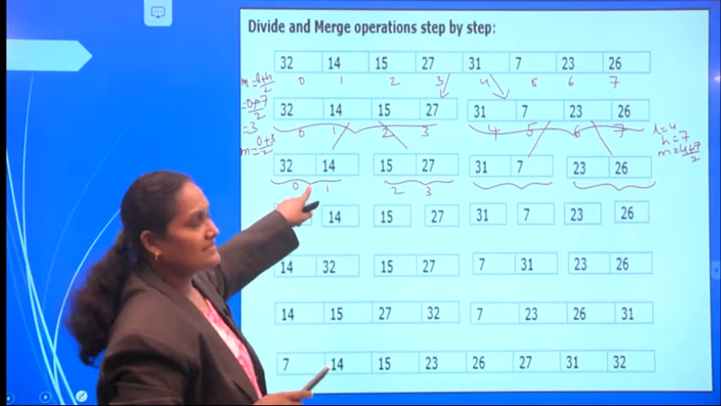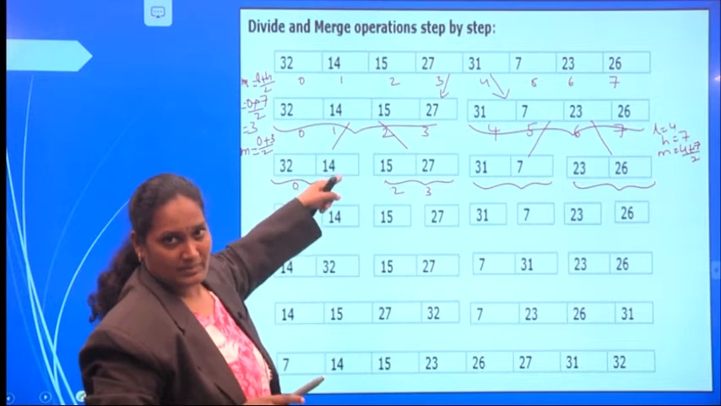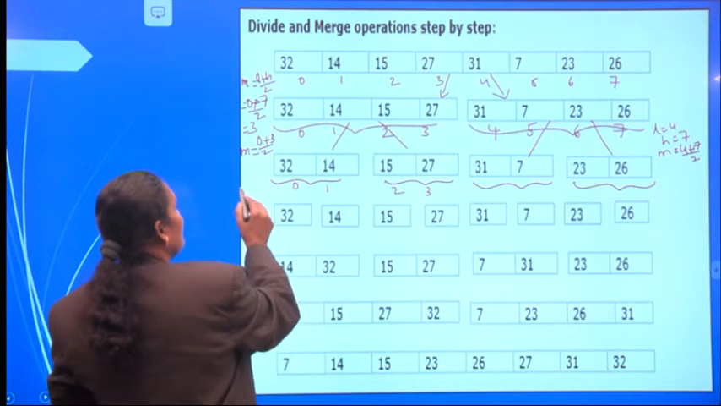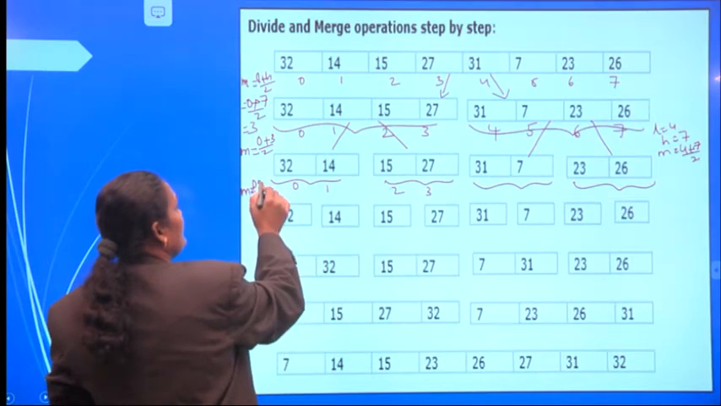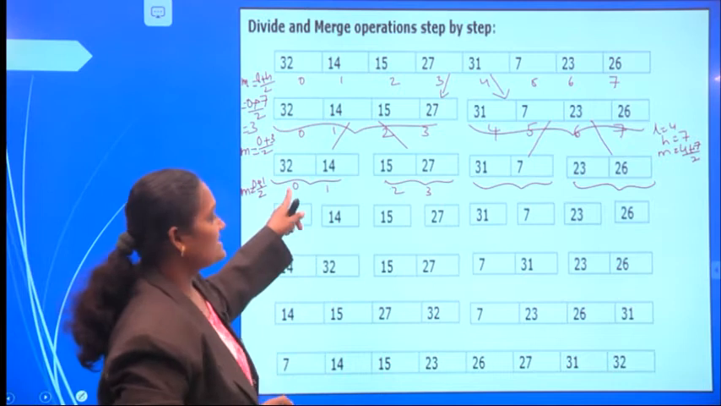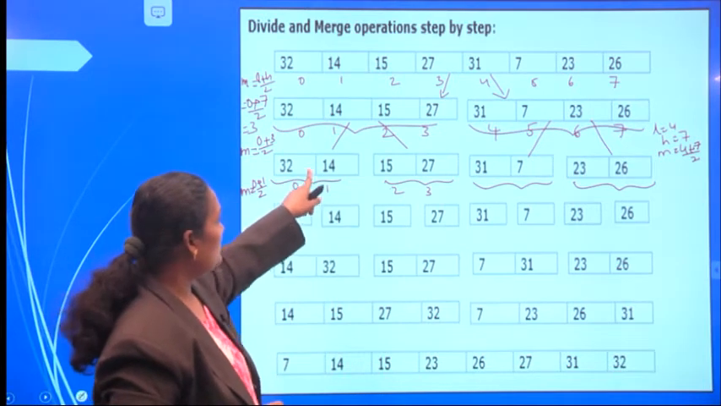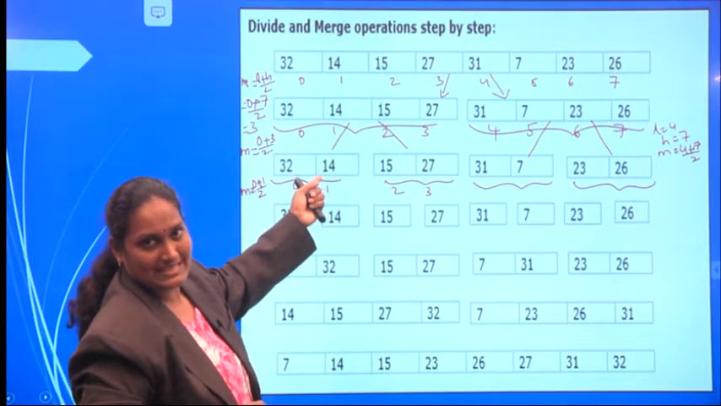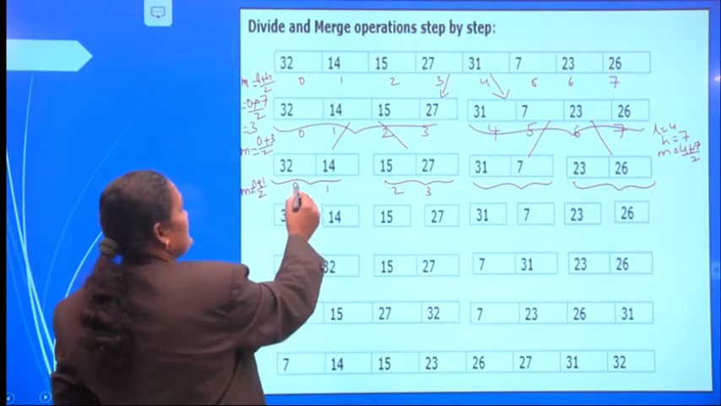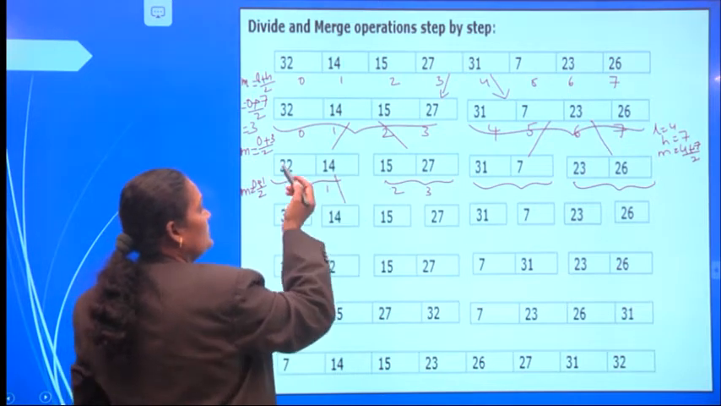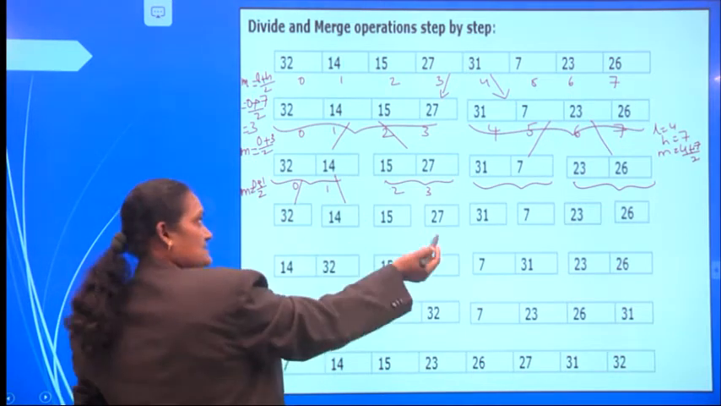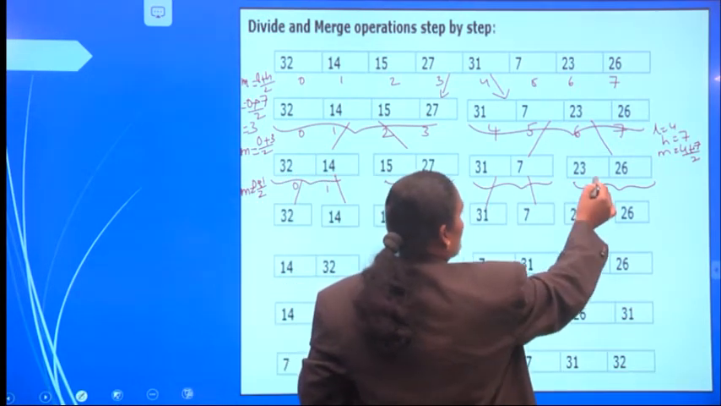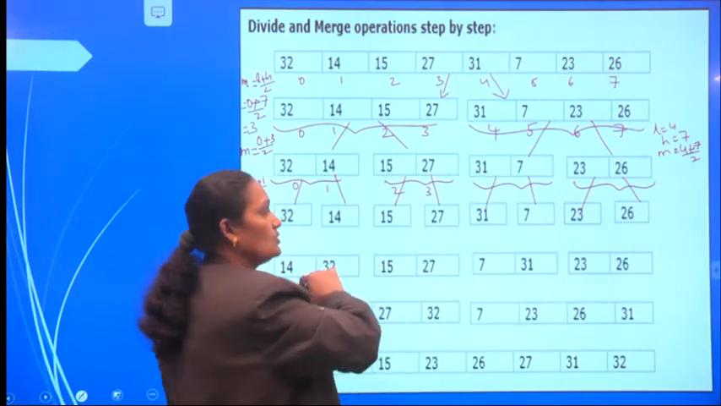But for sorting this array, 2 elements are there, so again it should be divided. Where do we have to divide? Here also at mid. So how to find mid? Low index plus high index by 2. Low index is 0, high index is 1. 0 plus 1 by 2 gives 0.5. We consider only integer value, so we consider 0. So at 0 we are dividing, and this is divided into 2 subarrays. In the same way, the others are also divided into 2 subarrays.